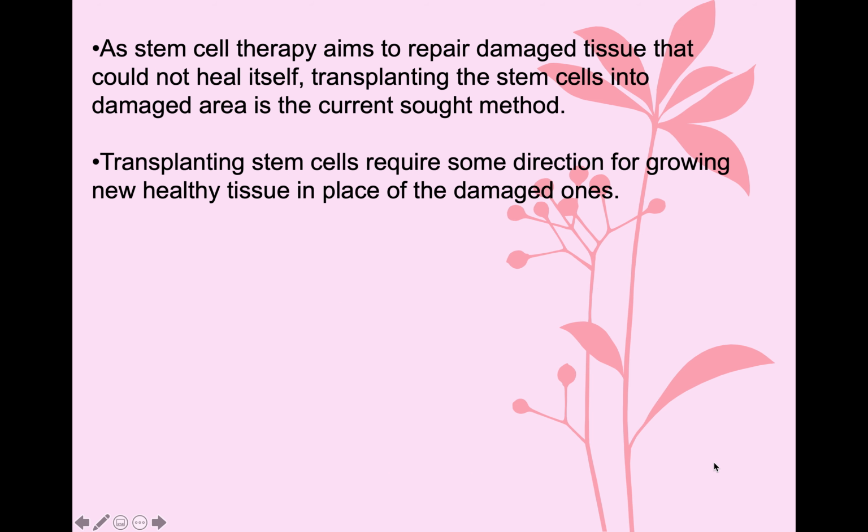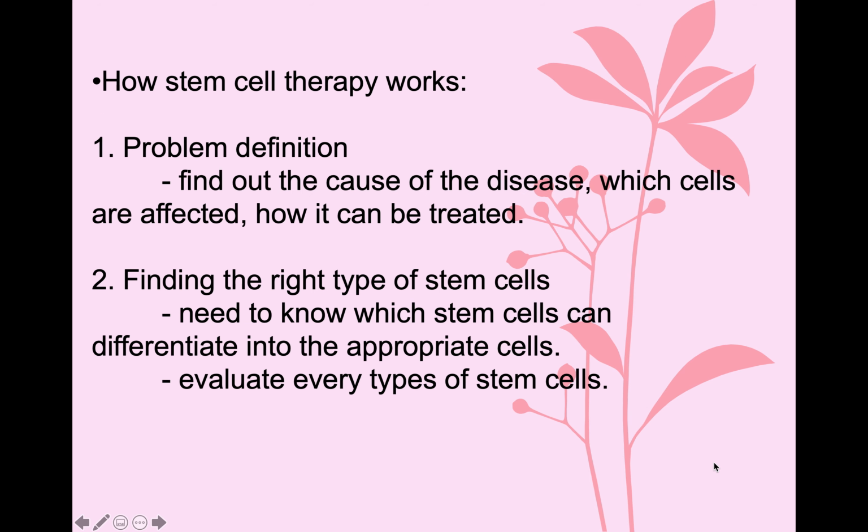So we know that stem cell therapy is another form of alternative. The goal of the therapy aims to repair damaged tissue that could not heal itself. And apart from that, to transplant stem cells into the damaged area, as the first or basic method for this therapy. Transplanting stem cells usually requires some direction for growing new healthy tissue in place of the damaged ones. And there is a certain restriction to this technique as well, as you will see in a while. So how does stem cell therapy work?